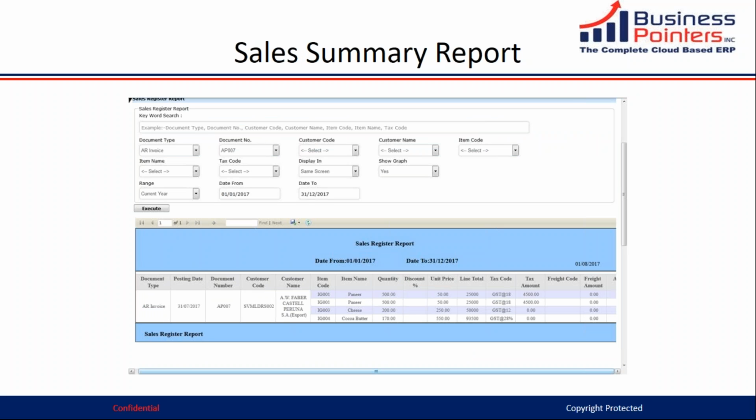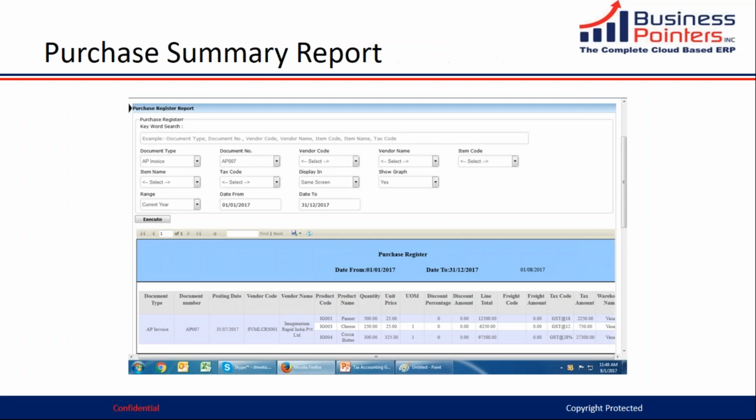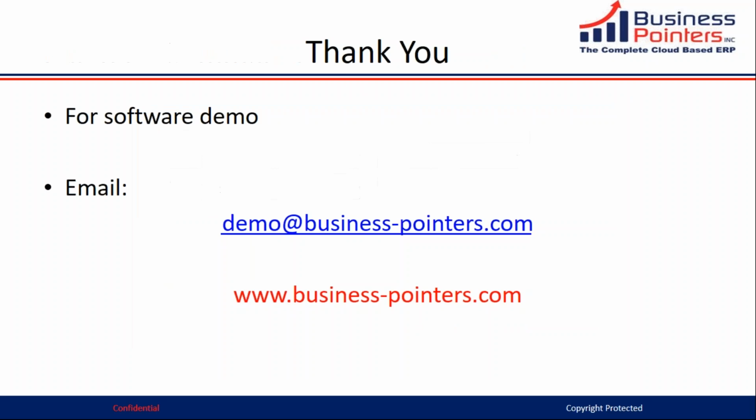As you can see, the tax code and the tax amount, what GST code was applied, and what item, which customer. So you can pull out those reports and you can prepare your GST filing pretty fast. This is the purchase side of the same report.